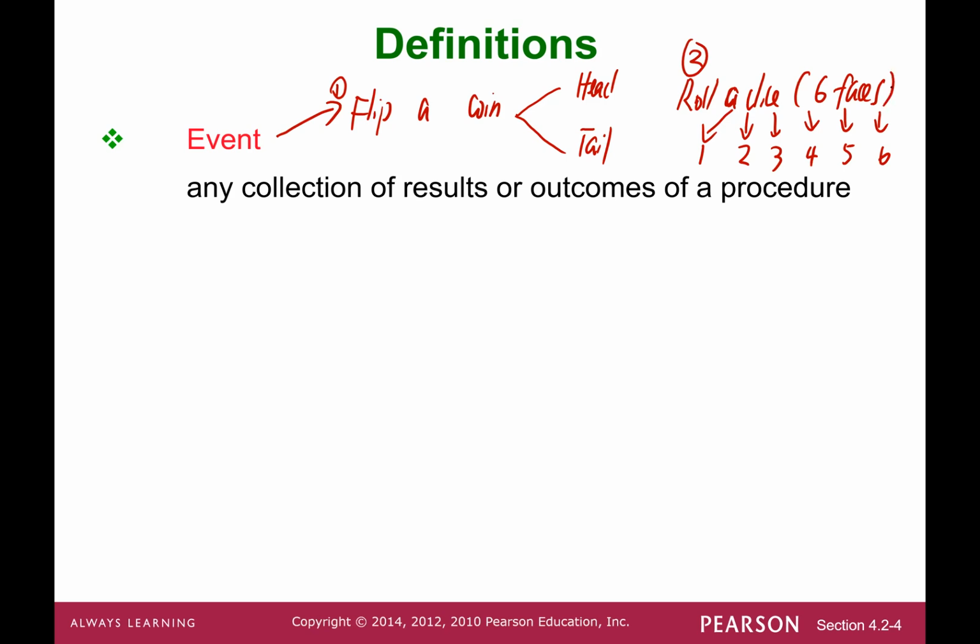An event is any collection of results or outcomes. When you flip a coin, you're bound to have 2 outcomes, either a head or tail. Either one of them will show up. Similarly, if you roll a dice, you are bound to have one of the numbers 1 through 6. And the outcome is not certain, meaning all these possible outcomes usually are equally likely.